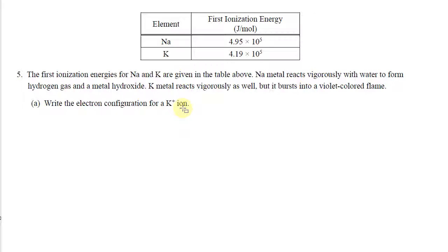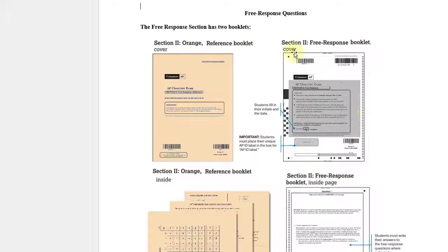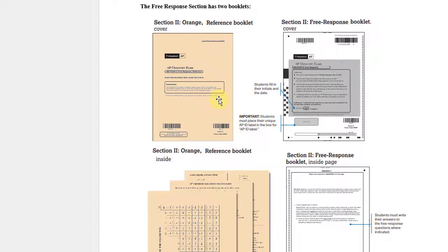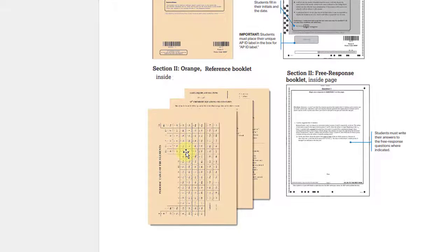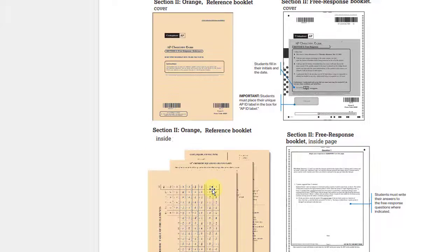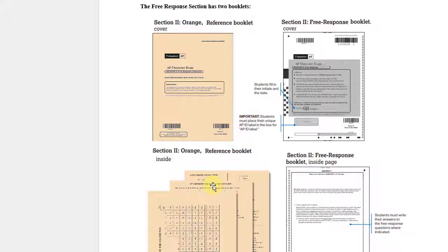Fortunately, with the FRQs, you don't have to page forward to look at a periodic table or an equation sheet. You'll find that when you get your FRQ, you'll get a free response booklet that you'll fill in and answer the questions for, but you'll also have an orange reference booklet, and that reference booklet will have the periodic table and the equation you'll need to answer some of these questions. So you can have that right next to you as you're writing the answers on your free response question. The Section 2 FRQ Orange Reference Booklet. You won't have that, unfortunately, with the MCs.